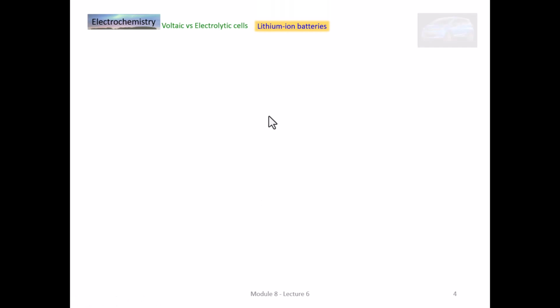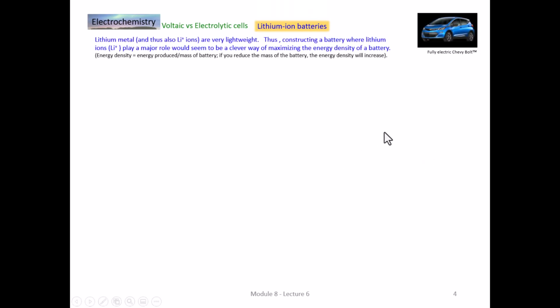How about lithium-ion batteries? Well, a lithium battery is a clever device because lithium metal and also lithium ions are very lightweight. So constructing a battery where lithium ions play a major role would seem to be a clever way of maximizing the energy density of a battery, if we think of energy density as the energy produced divided by the mass of the battery. If you reduce the mass of the battery, which is in the denominator of this fraction, the energy density will increase.